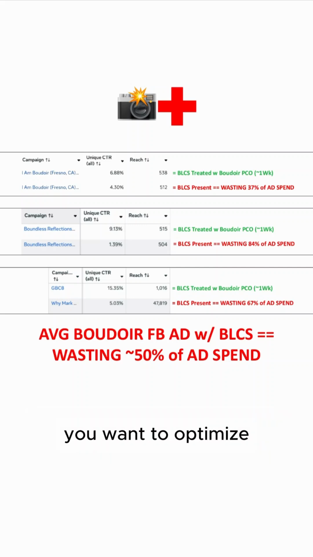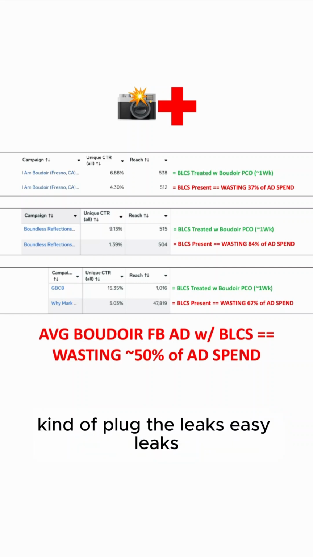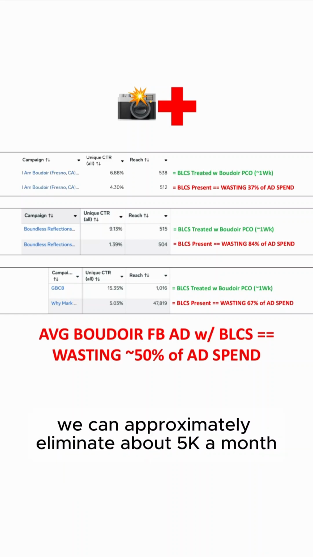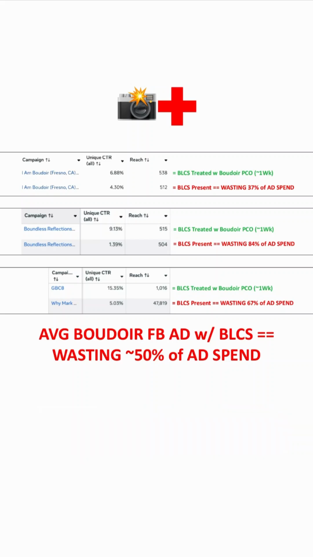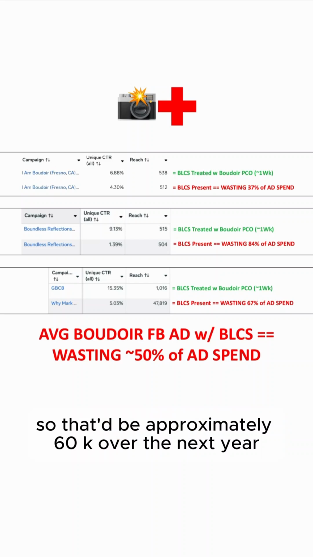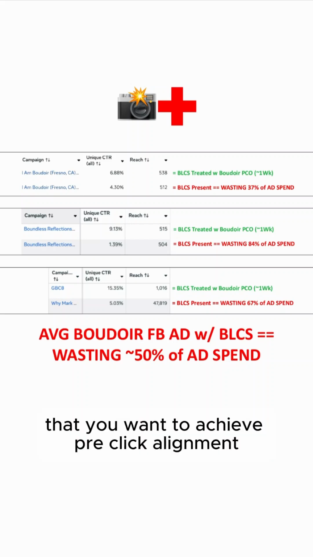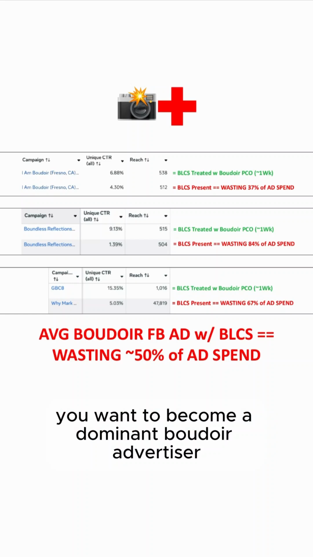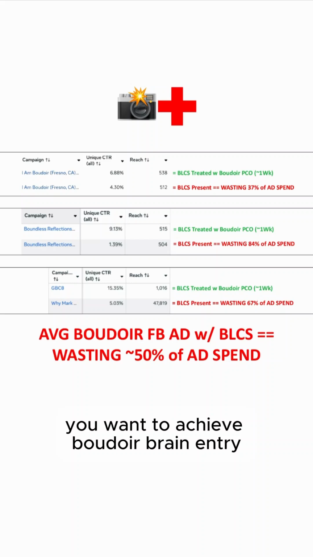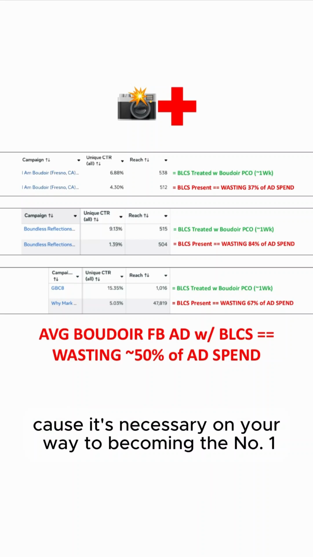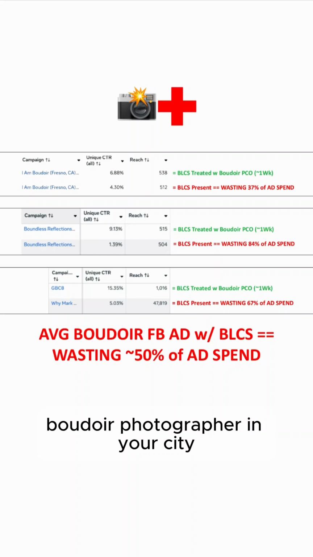Now you decide you want to optimize the Facebook ad part of your business, plug the easy leaks, get some fast, easy money wins back in the pocket. You're seeing we can eliminate approximately 5K a month in wasted Facebook ad spend and put that back in your pocket. That'd be approximately 60K over the next year. And you've decided that you want to achieve pre-click alignment. You want to become a dominant Boudoir advertiser. You want to achieve Boudoir brain entry boost for your Boudoir Facebook ads, because it's necessary on your way to becoming the #1 boudoir photographer in your city.